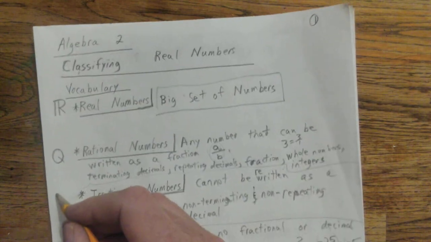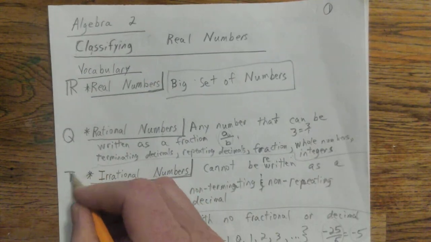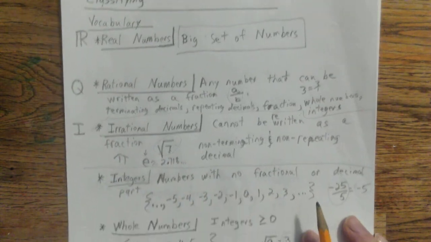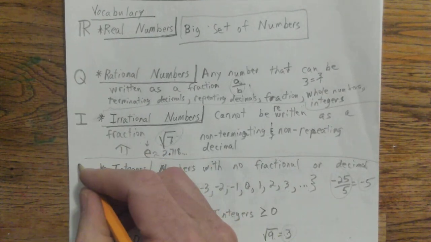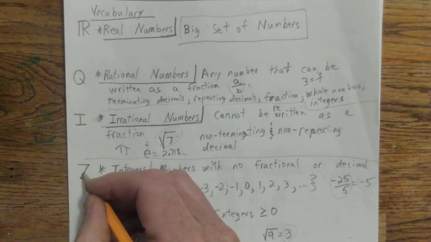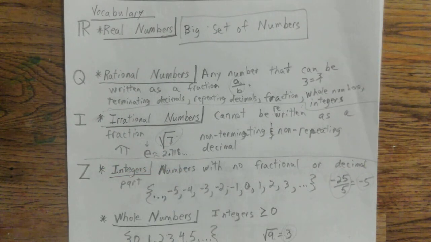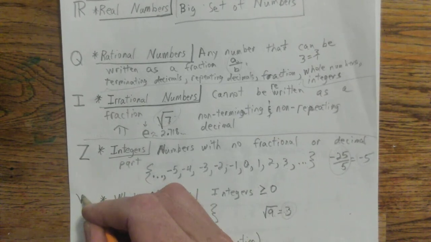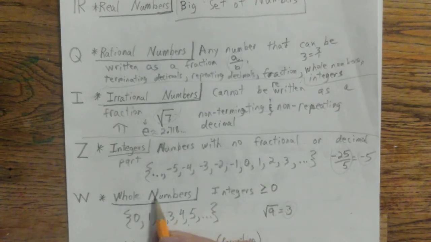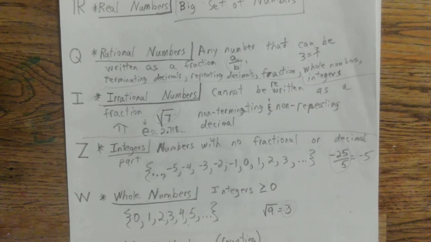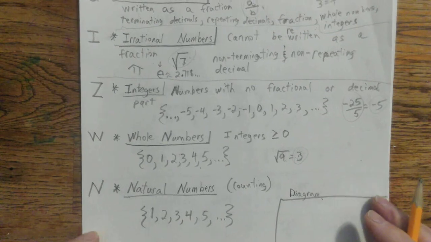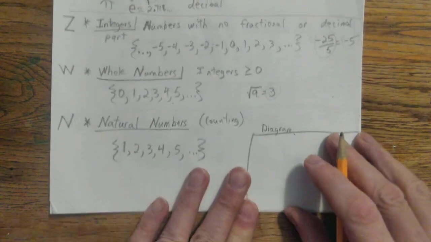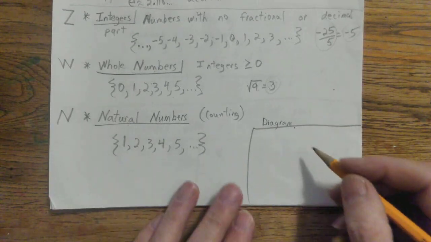Irrational numbers, they do start with I, but I is also the first letter of integers. For the set of integers, a lot of times Z is used. And then we use W to represent all whole numbers, and for all natural numbers we use N.